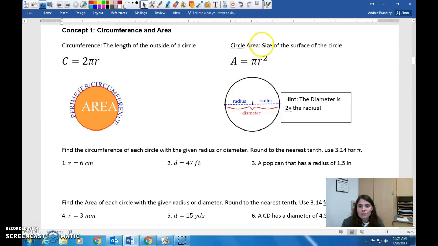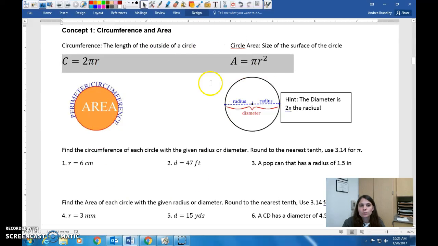The area of a circle is the size of the surface of the circle. So this orange part of the circle is the area. It's measured in square inches or square yards or square something because it's not a distance, it's an area. So these two definitions are going to be integral to us being able to do the things that we're doing today, and these two formulas we're going to be using constantly.